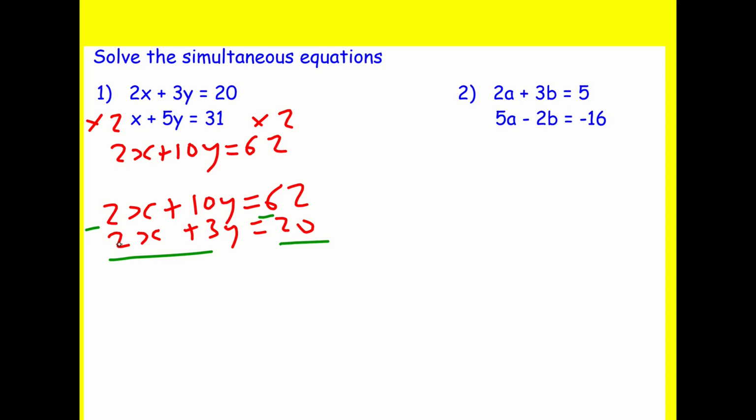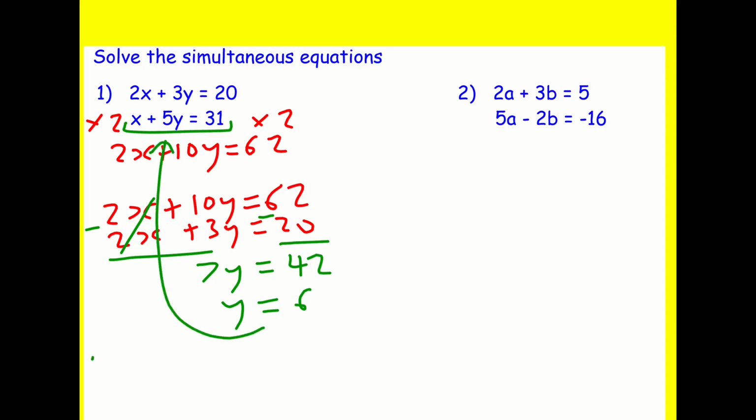And what happens? These cancel. I'm going to get 7y equals 42. And then y is going to equal 6. I can substitute that back in. Okay, I've created 3 equations. I'll probably put it back into this one because x is sort of the simplest one in this case. Okay, so put it back in. I'm going to get that x plus 30 is equal to 31. So x is going to equal 1.